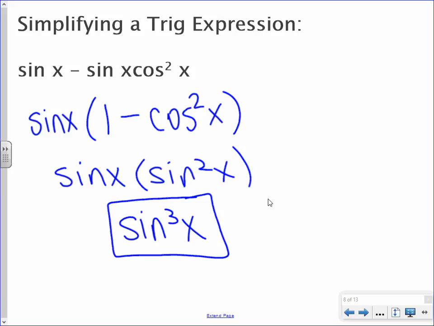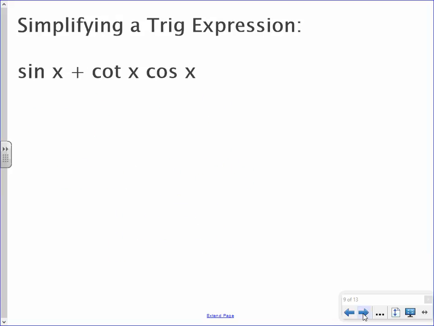All right, let's try another one. Okay, at your table, take about 30 seconds and discuss any ideas you have about making this simplified.